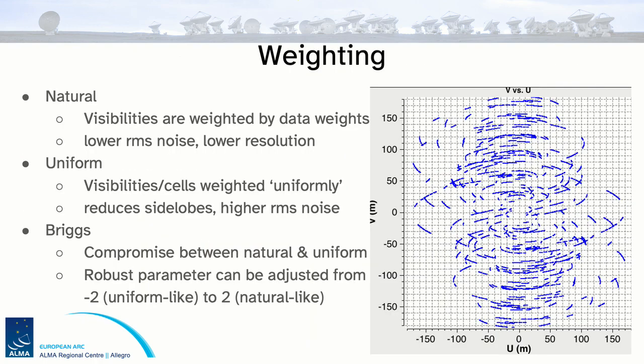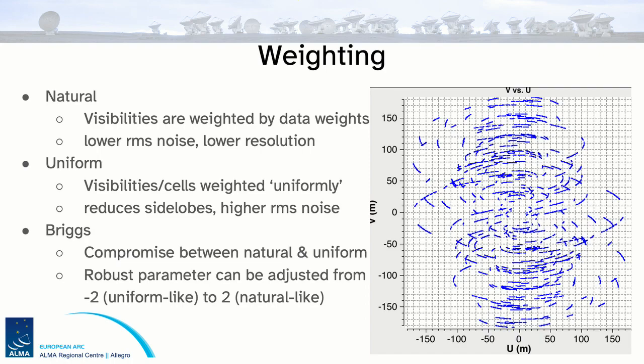For imaging, you will want to select a weighting scheme, and the 3 main options are natural, uniform, or Briggs weighting. Natural will weight your visibilities according to the data weights. This tends to downweight longer baselines, since these baselines tend to have larger associated noise variance. This will give you a larger beam, but an overall lower RMS noise.